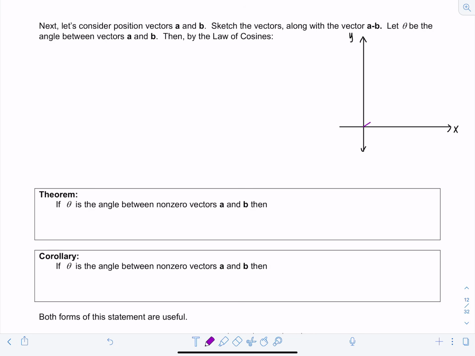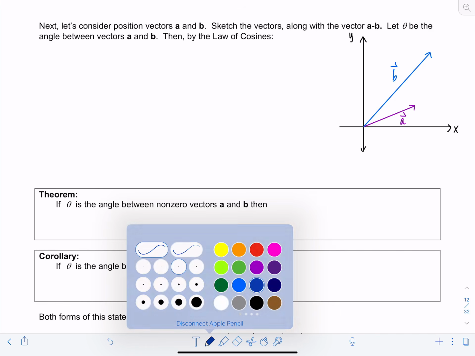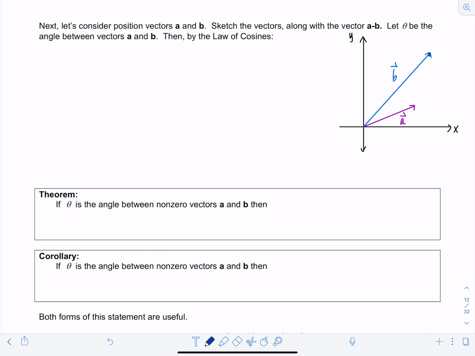So say vector A goes to here maybe. There's A, then this will be vector B, and then I have to sketch the vector A minus B. Well, we know we can just use our triangle rule, and then here is vector A minus B. Okay, theta is the angle between them.